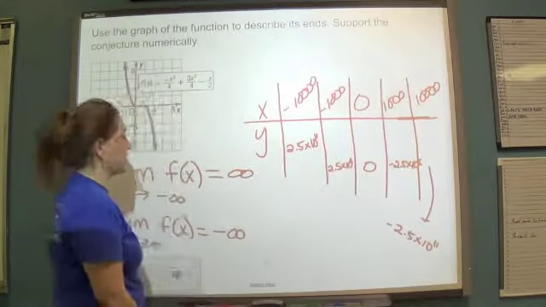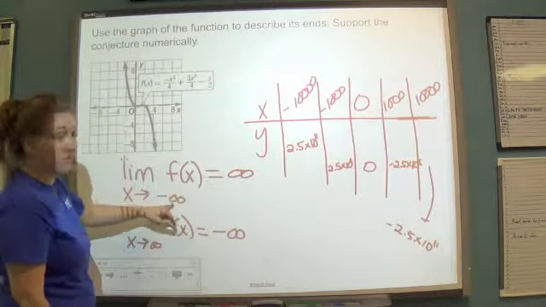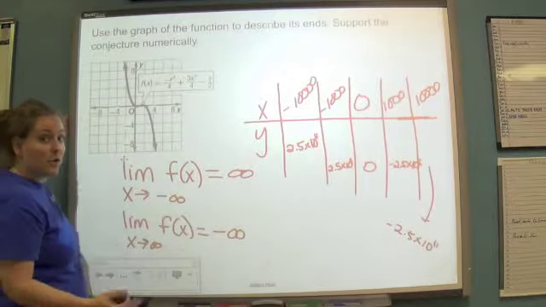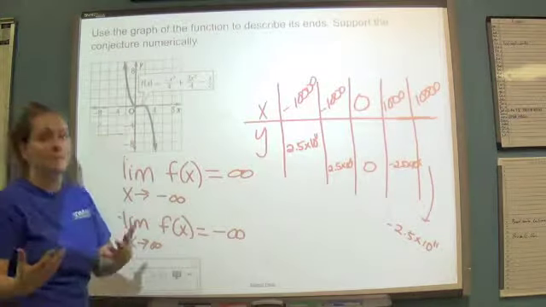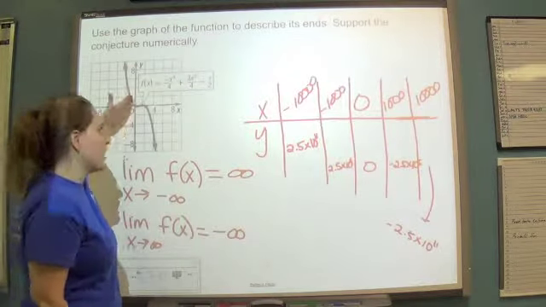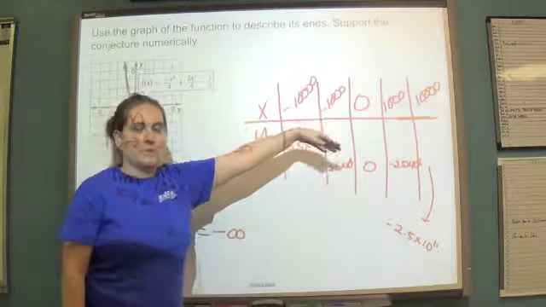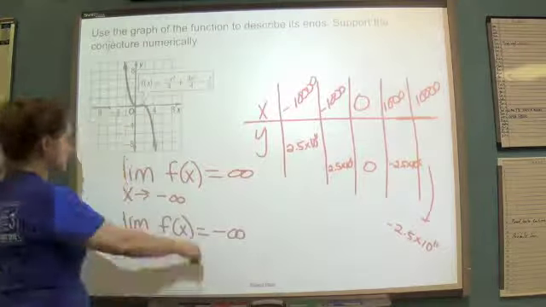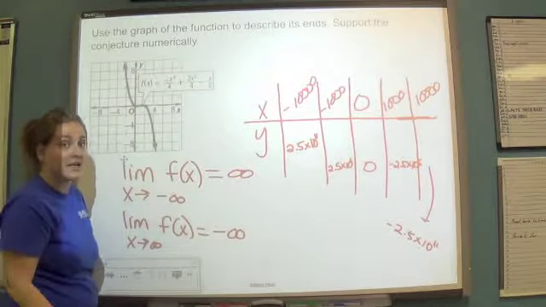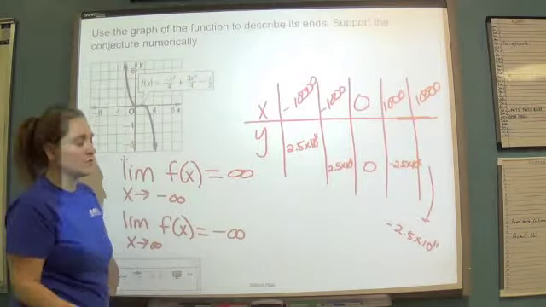So in end behaviors, again, if I'm going to negative infinity, which is my domain, I'm looking left and looking at what's going on with the graph. So the graph's going up, it's infinity. If it was going down, it'd be negative infinity. Going to the right, I'm looking right, that's going to positive infinity. I'm looking at the right, the graph's going down, hence that's going to be negative infinity. It takes a little bit to get used to, but it's really not that hard.